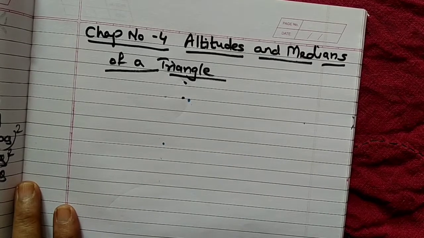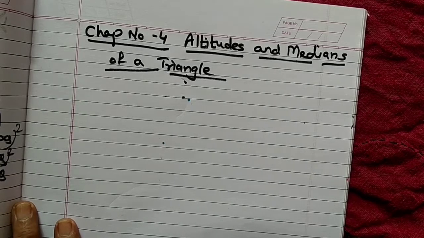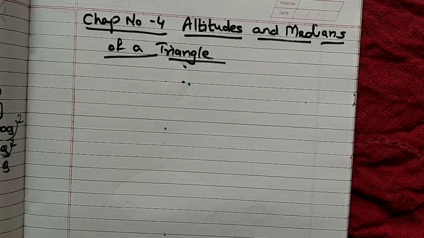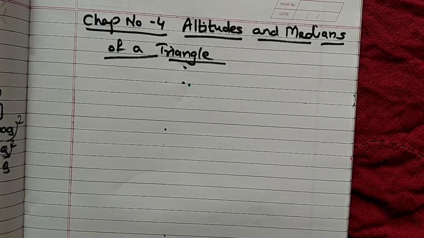Next part in the worksheet is chapter number 4, altitudes and medians of triangles. We'll do the first sum now, that is draw an acute angle triangle PQR. Draw all of its altitudes. Name the point of concurrence as O.